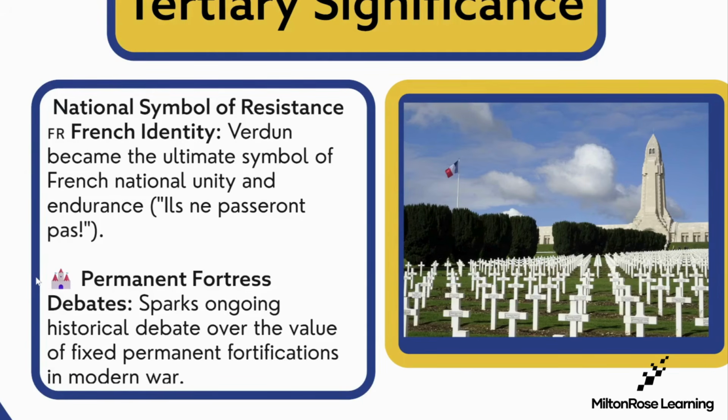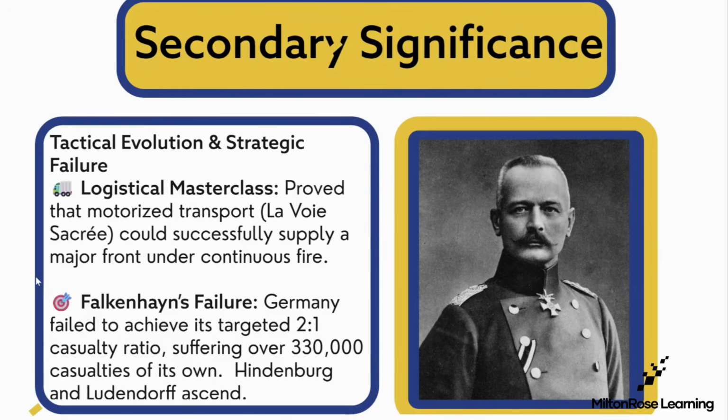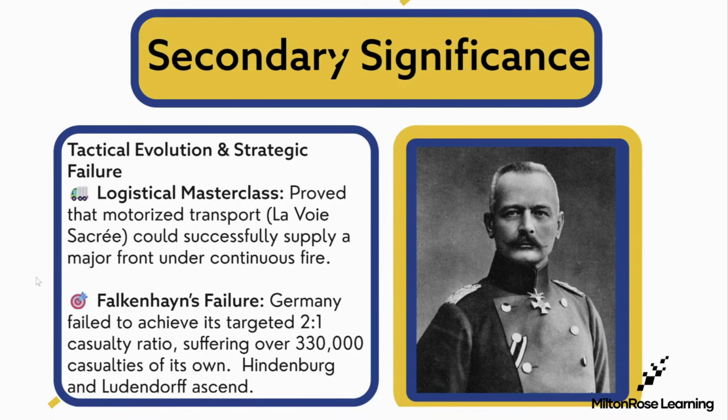Then in terms of secondary significance, getting slightly more important here, tactical evolution and strategic failures. It was a logistical masterclass, we know that. It proved that motorised transport along the Sacred Way could successfully supply a major front under continuous fire. It showed that it could be done, so it was nothing to be scared of later in the war.